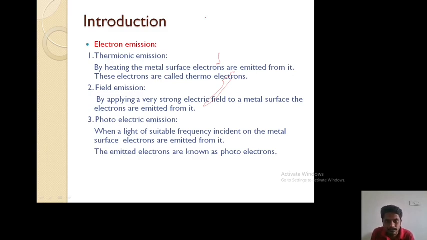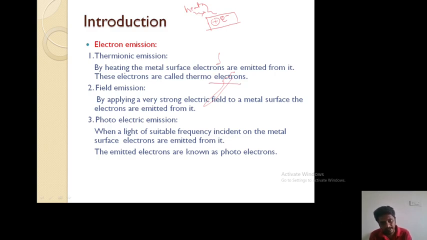So if you have a metal, I'm representing only one positive ion here, and this is an electron. If you provide heat energy, this electron can absorb that heat energy and come out from the metal surface. This is known as thermionic emission, and the emitted electrons are known as thermoelectrons.